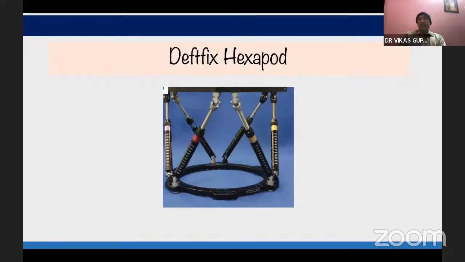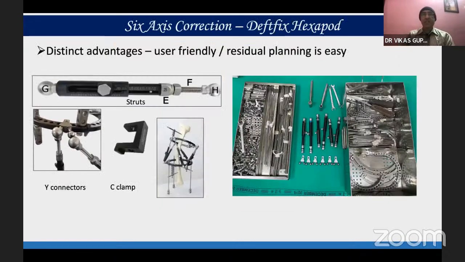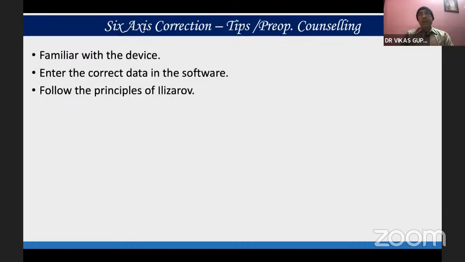So coming to the Defix, our own indigenous hexapod, which has distinct advantages over the earlier systems. It's more user-friendly. Moving the struts is easier for the patients or the parents. And moreover, you can do residual planning if there are some residual deformities remaining. So I have found this strut much more useful and simpler as compared to SUV. But having said this, that doesn't mean that SUV didn't work. It worked well. It has connectors like Y, C-clamp, and you can see the implants and the instruments which are used. So remember that before you start, you should be familiar with the device, and well versed in the parts of the hexapod.